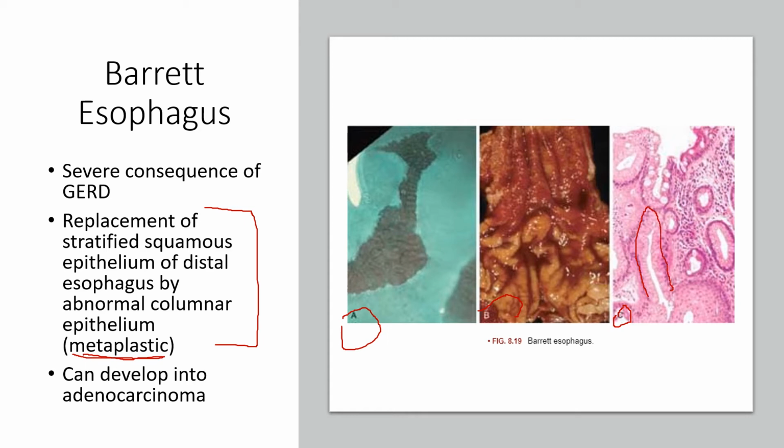So with Barrett esophagus, it is very important to realize and have this diagnosis because, again, it's not necessarily the changing of the cells from one form to another. It's when those cells become cancer cells. Barrett esophagus can develop into adenocarcinoma, and that can be very, very detrimental.